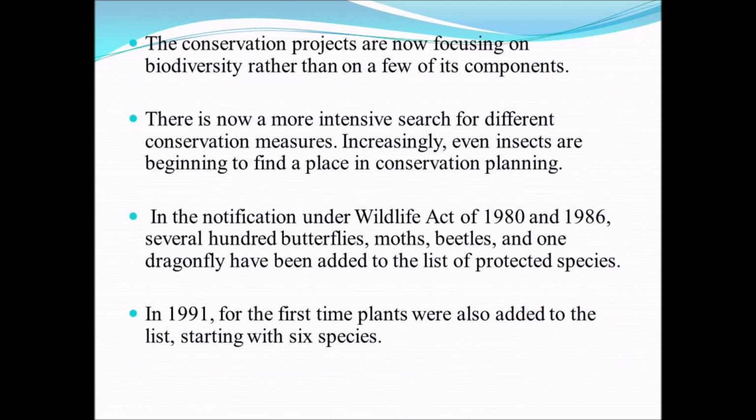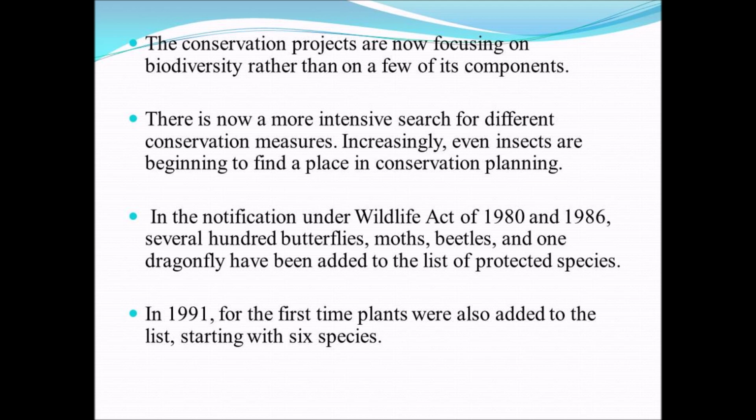The conservation projects are now focusing on biodiversity rather than on a few of its components. There is now a more intensive search for different conservation measures. Increasingly, even insects are beginning to find a place in conservation planning. In the notification under the Wildlife Act of 1980 and 1986, several hundred butterflies, moths, beetles, and one dragonfly have been added to the list of protected species. In 1991, for the first time, plants were also added to the list, starting with 6 species.